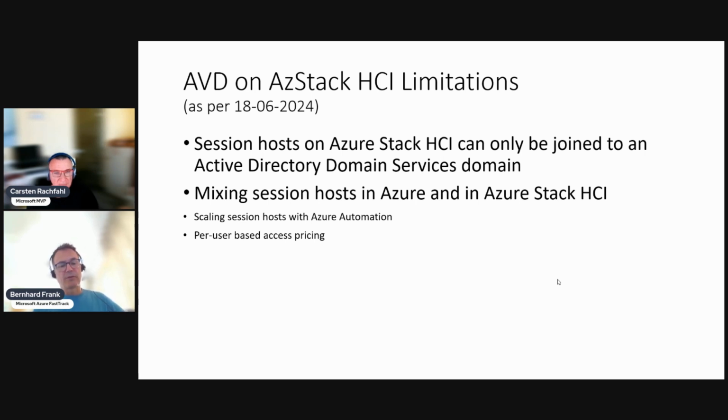And the other thing which is also not there is per-user access pricing. This is also a licensing method that is available natively for AVD in Azure. That's something that you could do. However, it's not so common to change to per-user pricing, and that's also not supported at the moment for AVD on Azure Stack HCI. But I don't think that it is being used that often.